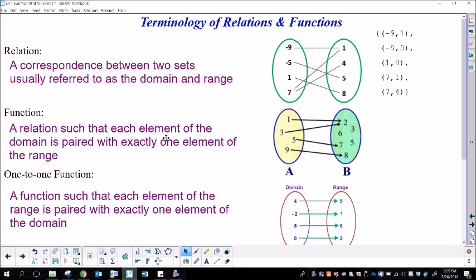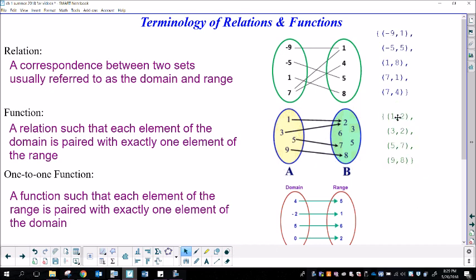For a relation to be a function, each element in the domain is paired with exactly one element in the range. So from the mapping, we can see this by the arrows. Each arrow is coming from the numbers. There's only one arrow coming out of that number. Up here, there were two arrows coming out of the 7, so not a function. Down here, each of the numbers has only one arrow coming out of it.